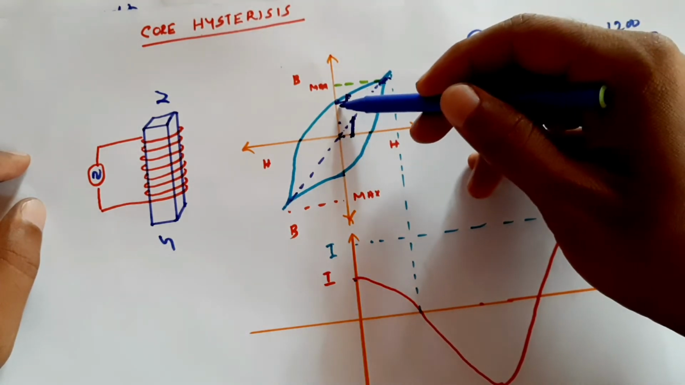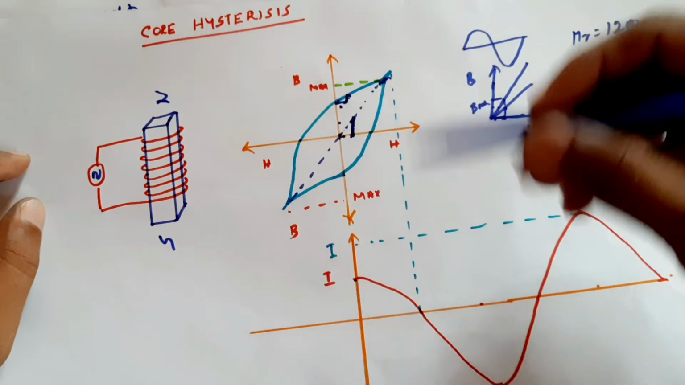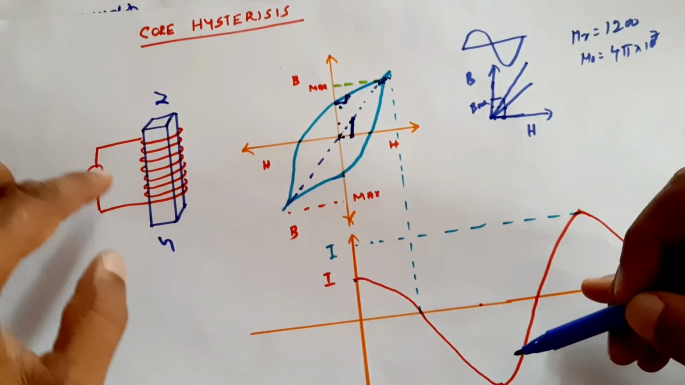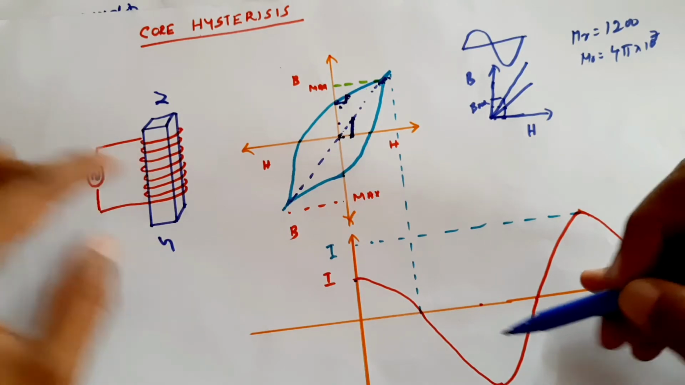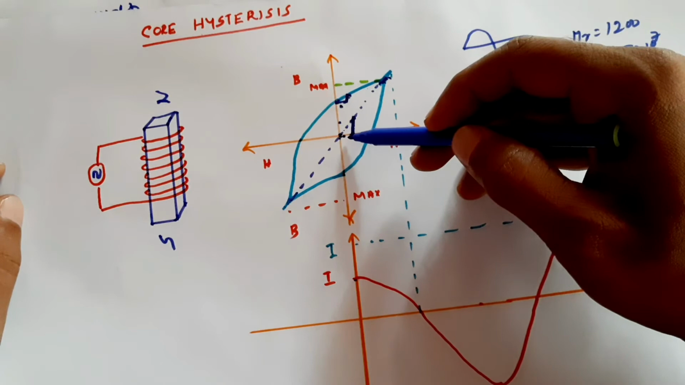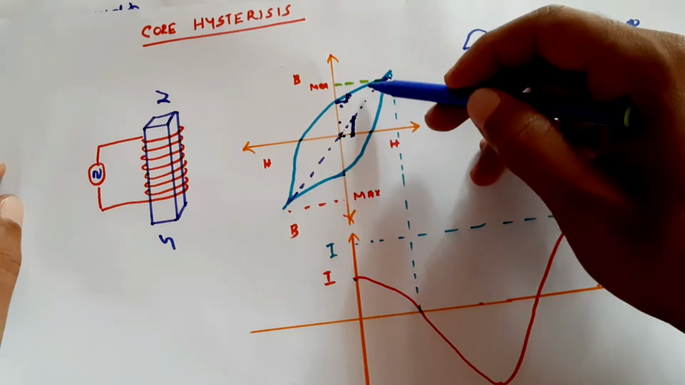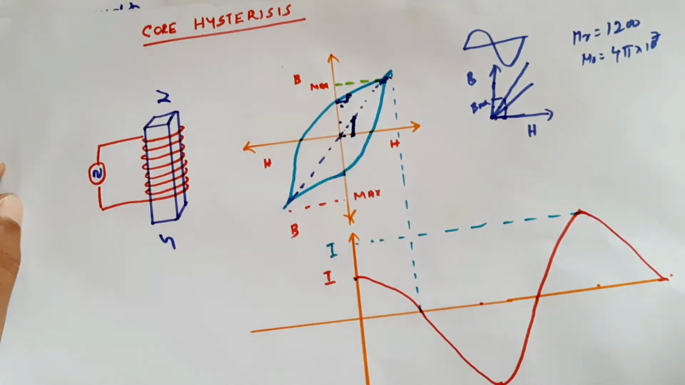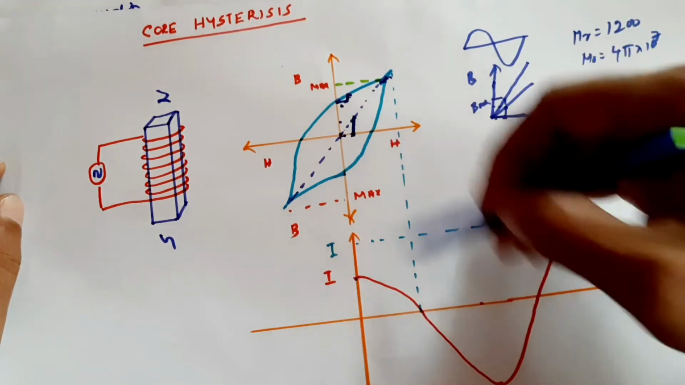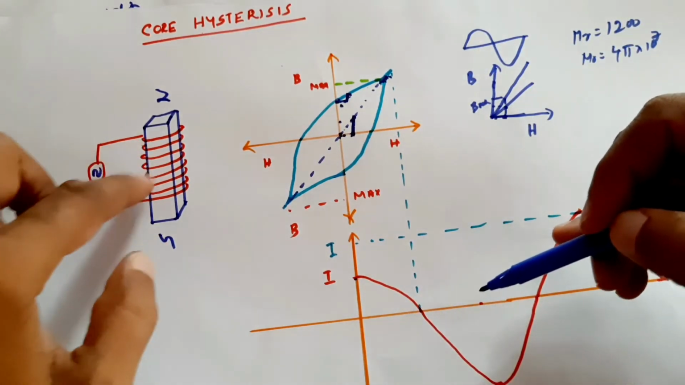That means the permeability of the material decreases. So more current has to flow through this circuit. More current has to flow through the circuit. Then only will it create more magnetic field and thus be able to reduce this flux to zero.